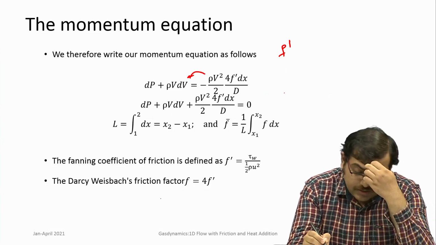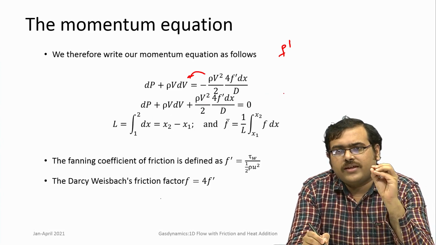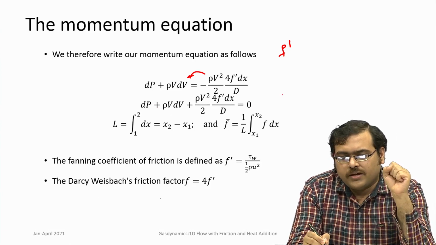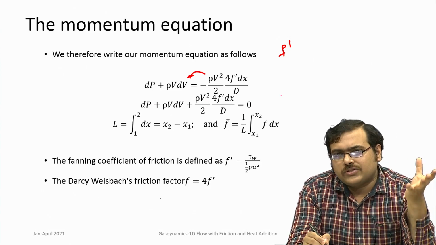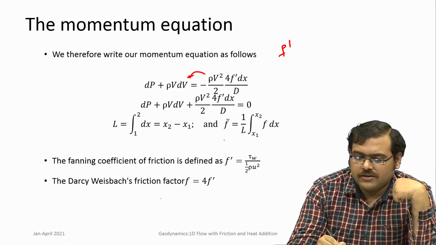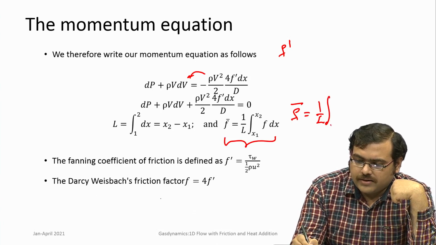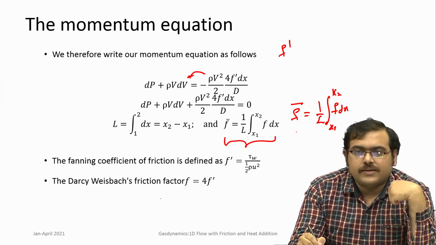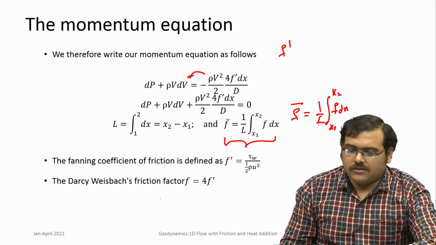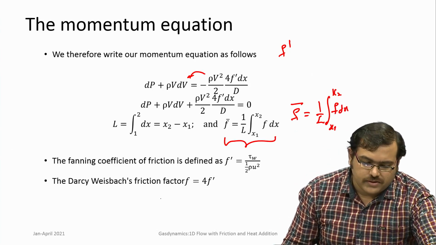Now, since coefficient of friction varies very slowly, you can consider an average coefficient of friction defined in this way, f bar is equal to 1 by L integral x1 to x2 f dx. And consider that the average friction remains constant.